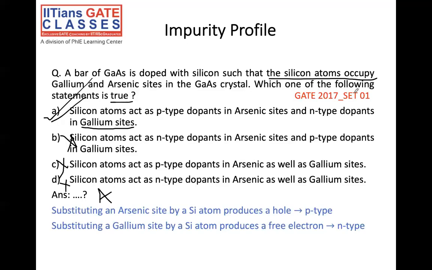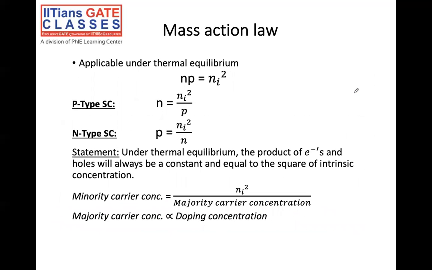So now we'll come to the next topic, that is mass action law. Mass action law is mainly used to calculate the minority carrier concentration in the semiconductor, whether it is intrinsic or extrinsic. In intrinsic, we can find out minority carrier concentration. Other concentration will be given and we can calculate. And one more thing, for this mass action law, the applicable condition is thermal equilibrium. So the material should be in thermal equilibrium, then only this law is applicable.